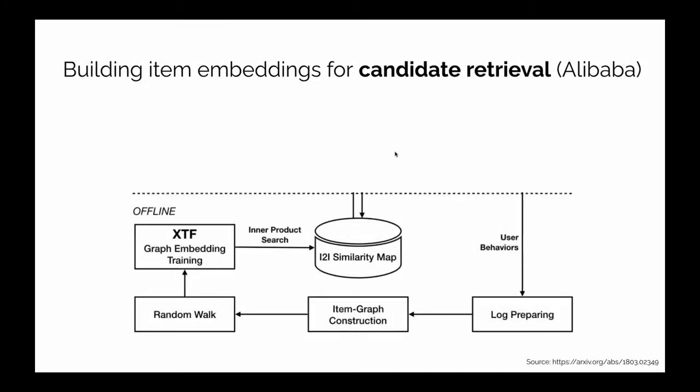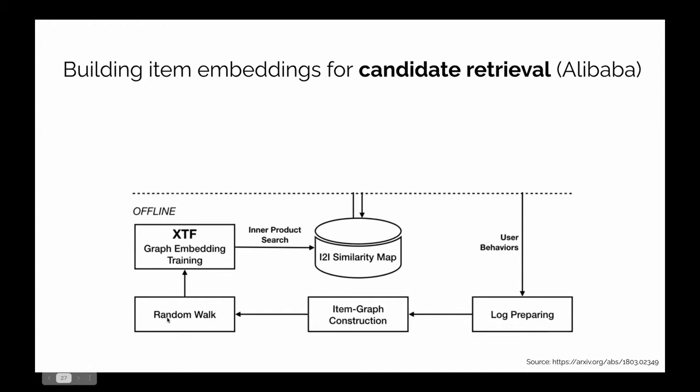So first, Alibaba shared a paper about how they built embeddings for candidate retrieval. These embeddings use user behavior, and they prepare the logs. From the user behavior, they can build a graph of the items. If a user browses a sequence of items, they can use the relationship between each item and build a bidirectional graph. And then once you have a bidirectional graph connecting all the items together, they do random walks on the items on this graph.